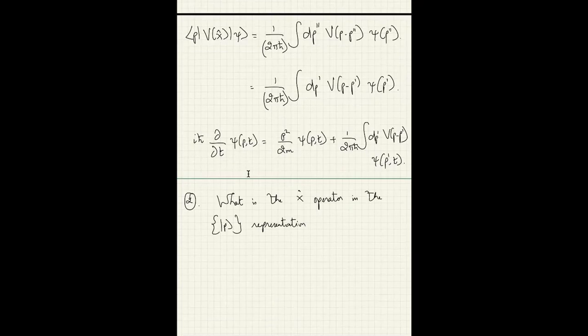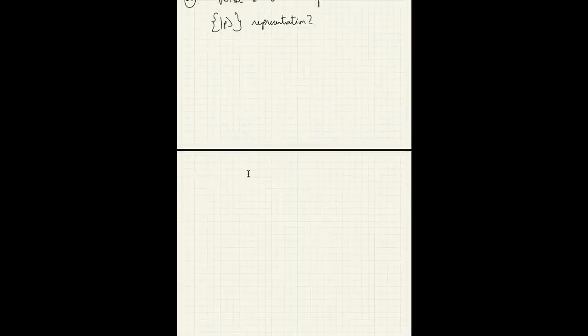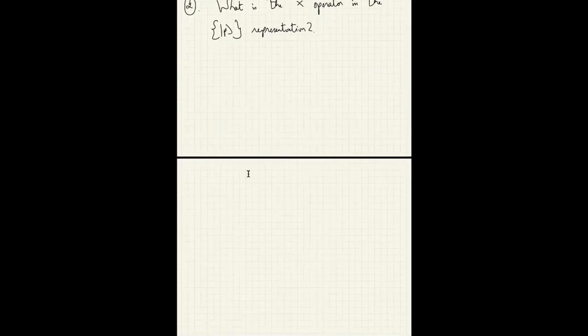Okay. Again, I can do it by introducing a complete set of states as we did in the previous problem, but this time let me do it slightly differently, in some sense algebraically slightly tedious, but a more straightforward methodology. So what do I mean by the X operator in the P representation? First of all, what do I mean by the P operator in the X representation?